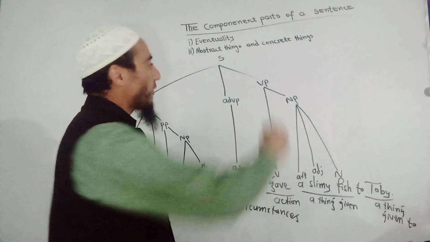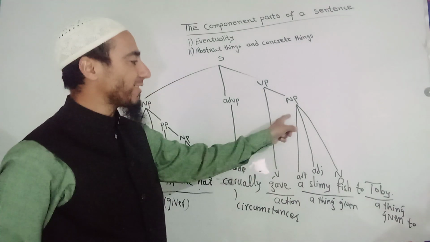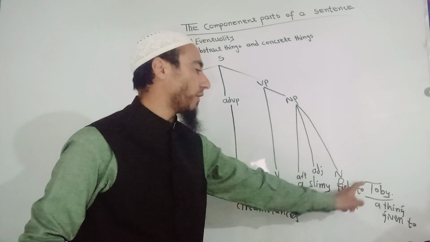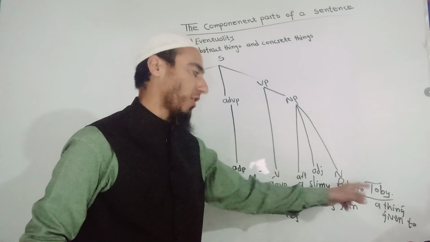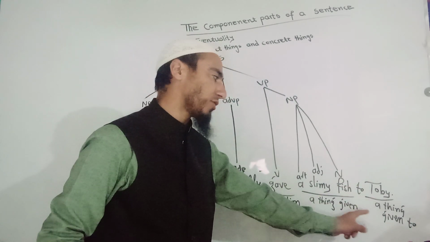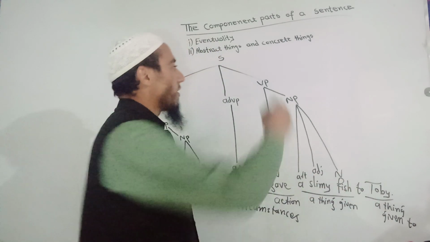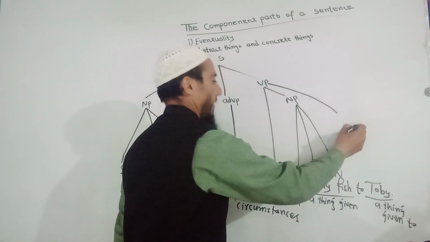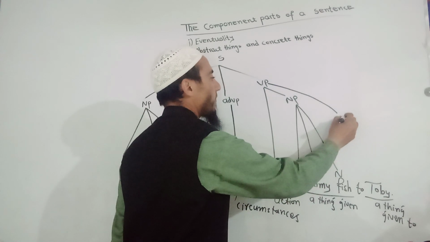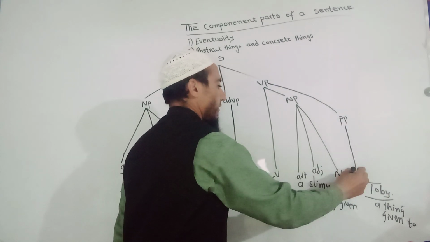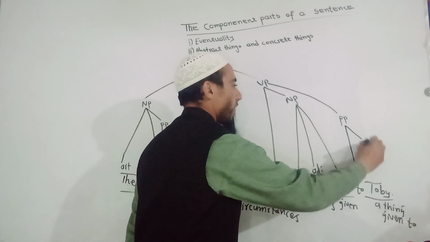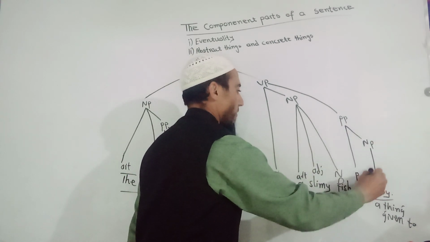After that we have to Toby. Remember that here we are not taking the string from NP, we are taking the string for this last phrase. Here we have two phrases, PP prepositional phrase and NP noun phrase. So from this VP we are first taking PP, that is P, and after that from it we are taking NP, that is Toby.